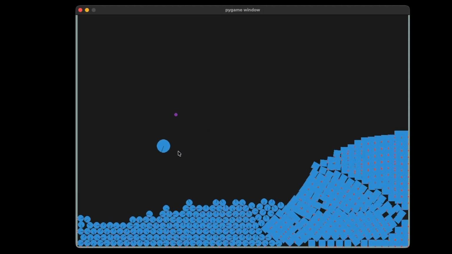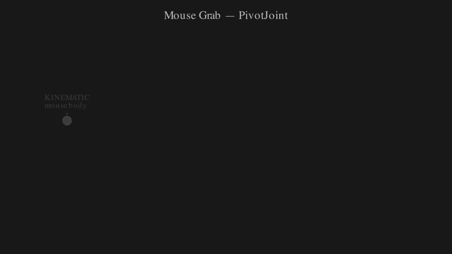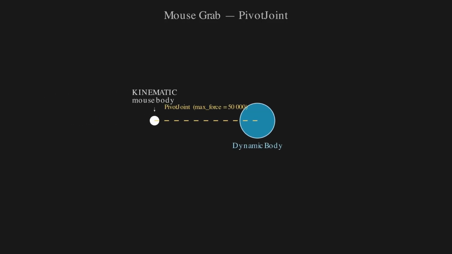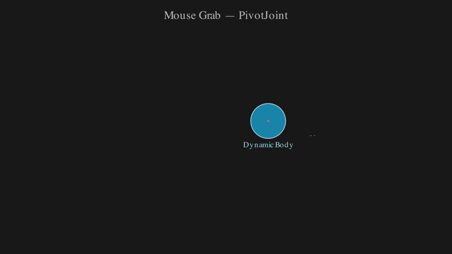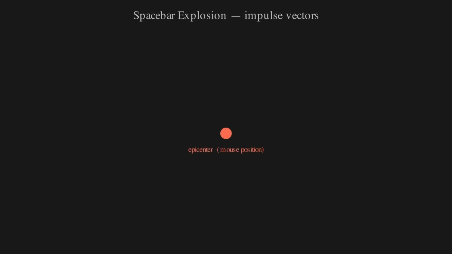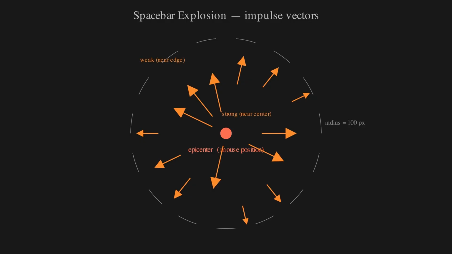Now for God mode. We link the cursor to the physics world using a kinematic body. By attaching a dynamic joint to any object, you can drag and fling them, turning mouse movement into kinetic energy. For explosions, the cursor becomes the epicenter. We calculate a radial impulse for every object within range. The strength isn't constant, it's a linear falloff, strongest at the center and dropping to 0 at the max radius. This follows the impulse formula.